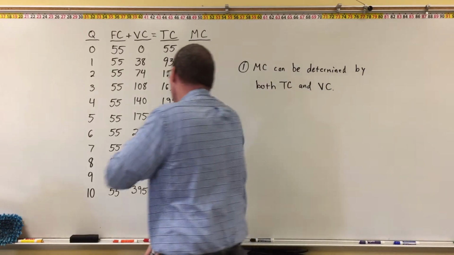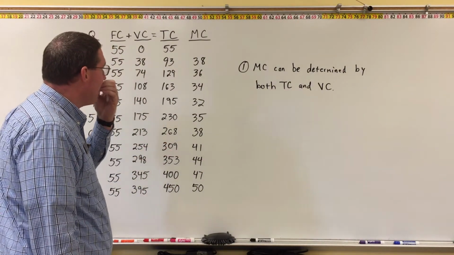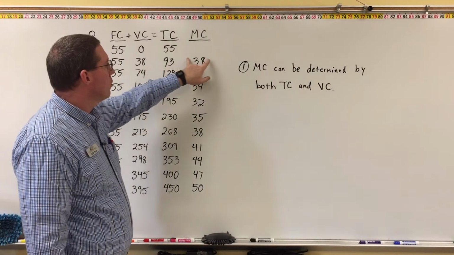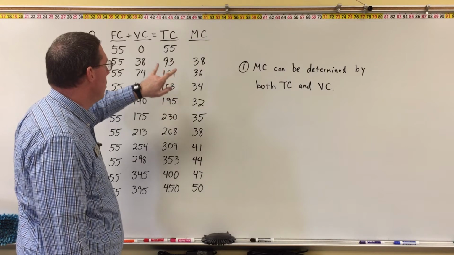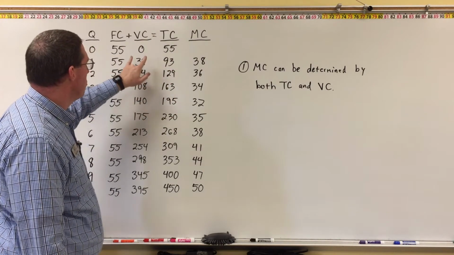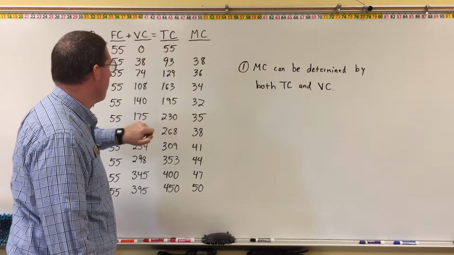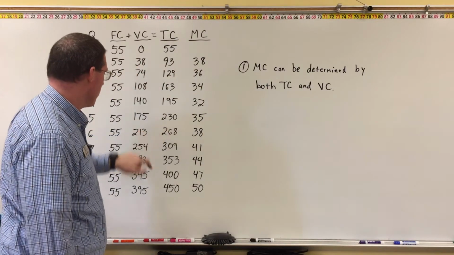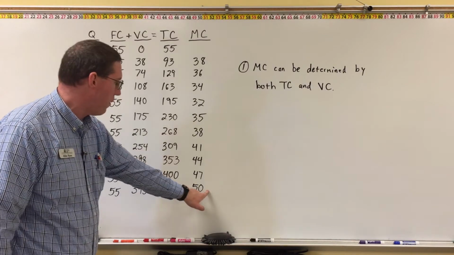Here's what I mean. I can go into a huge mathematical explanation, but basically I just want to show you that you can find marginal cost by doing the exact same thing that you did with total cost. You can go to variable cost, and if you do 38 minus 0, you get 38. 74 minus 38 is 36. All the way down here, 395 minus 345 is 50.